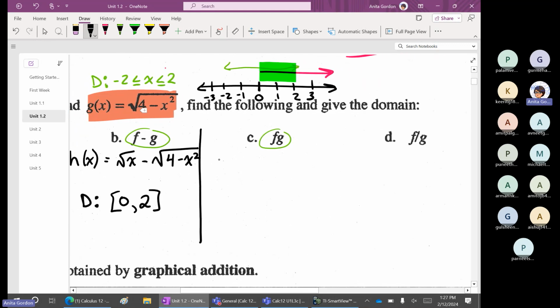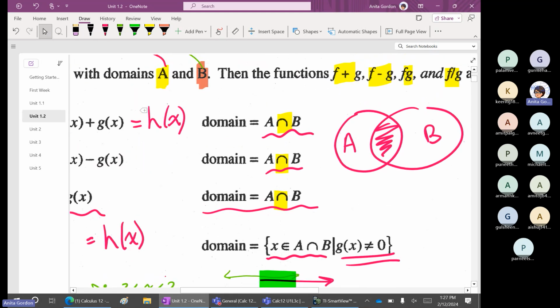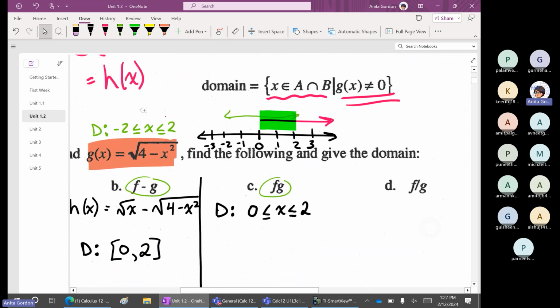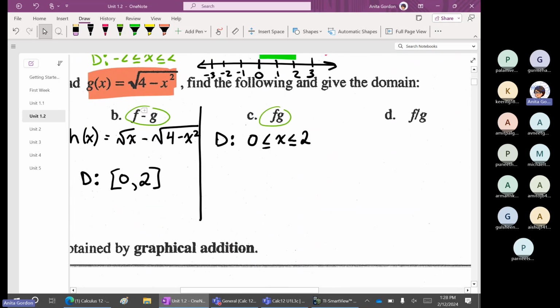What's my domain here? No, just pick one that you're comfortable with. Absolutely. You pick whatever notation works for you. I'm just showing you all the different ways. So I want you to pick what's comfortable and what makes sense for you. So again, based on our rules here, it's the intersection, so where they overlap, so it's still 0 to 2.